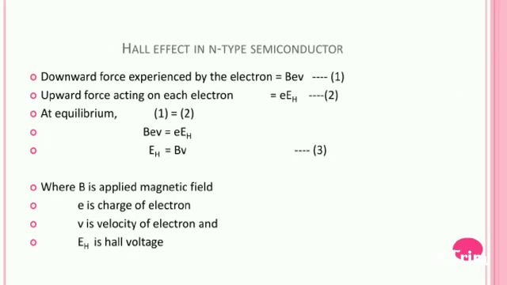Now we'll move on to the Hall effect in p-type and n-type semiconductor derivations. The downward force experienced by the electron is BeV, where B is the applied magnetic field. The upward force acting on each electron is E times EH, where EH is the Hall field. At equilibrium condition, the downward force is equal to the upward force. That is, equation 1 is equal to equation 2. So, EH is equal to B times V.